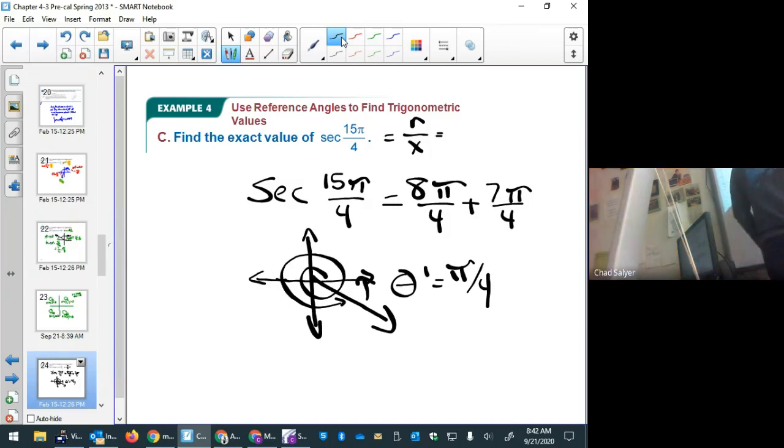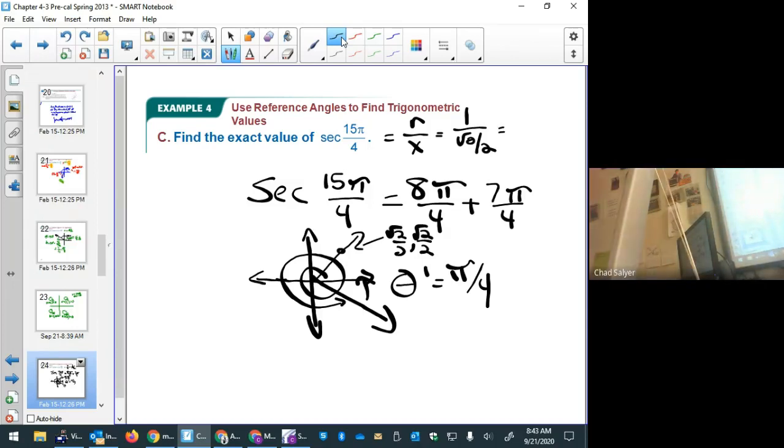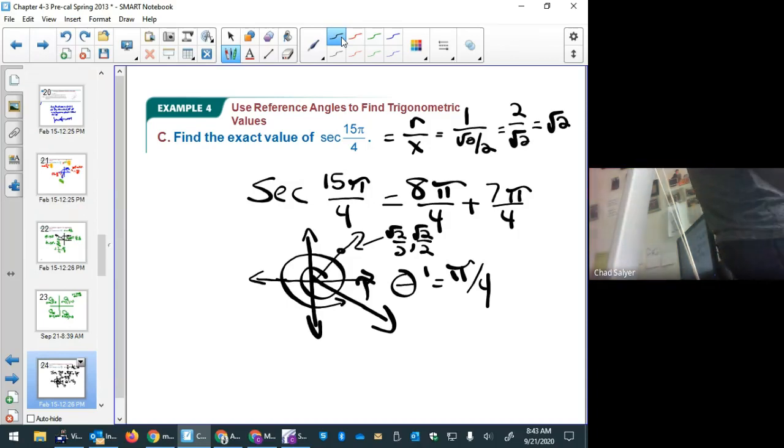So if I pick that point on the unit circle, pi over 4, remember that it was square root of 2 over 2, comma, square root of 2 over 2. The radius is always 1 on the unit circle. So that just makes your life easier. 1 over the square root of 2 over 2, which is 2 divided by the square root of 2, which is square root of 2. Now that's its absolute value, because we got it from here.